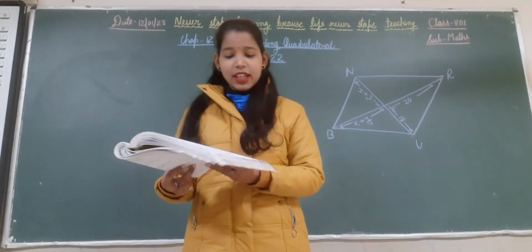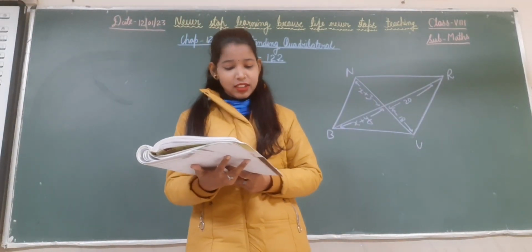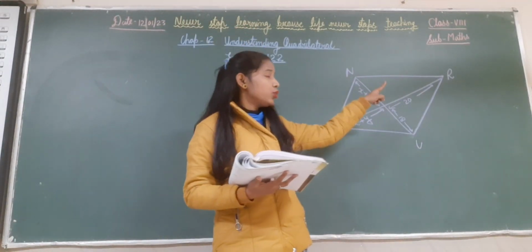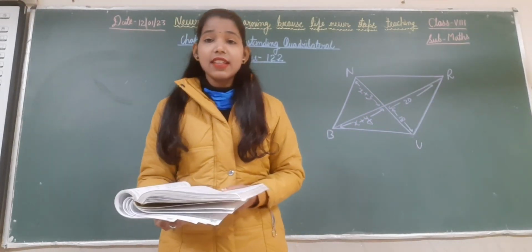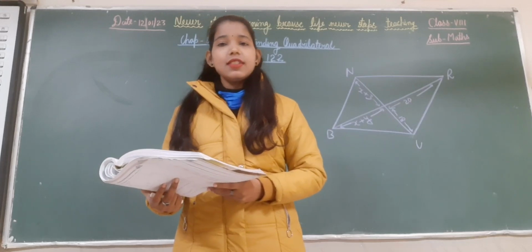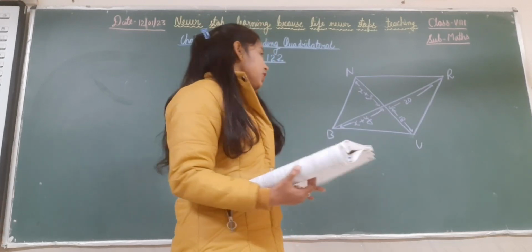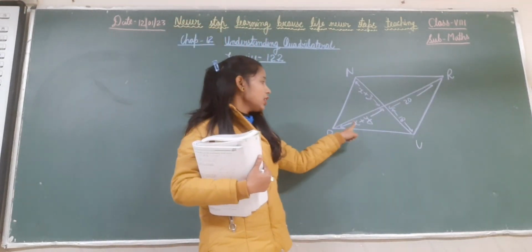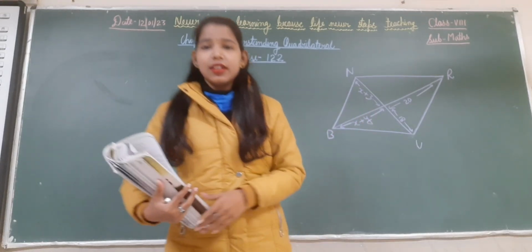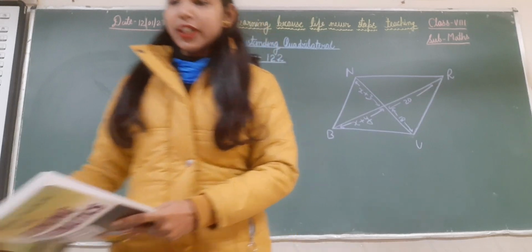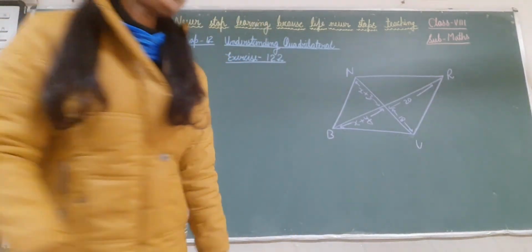Question number 7 is: in the adjoining figure, BURN is a parallelogram. Find the measures of x and y. The lengths are in centimeters. Class, this is the figure. Here we have to find the value of x and the value of y.